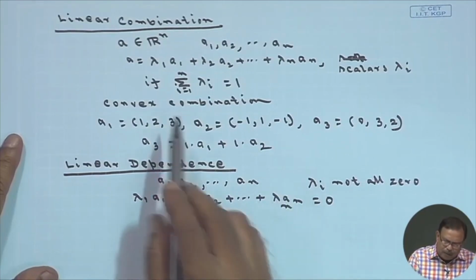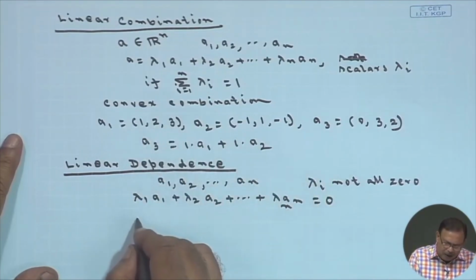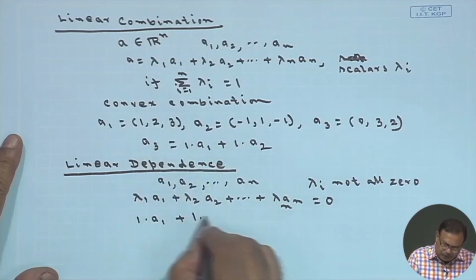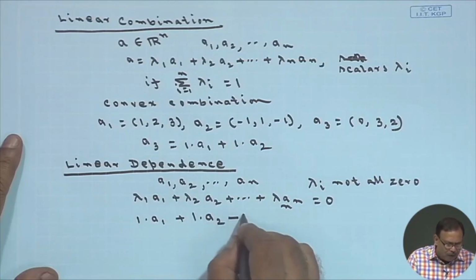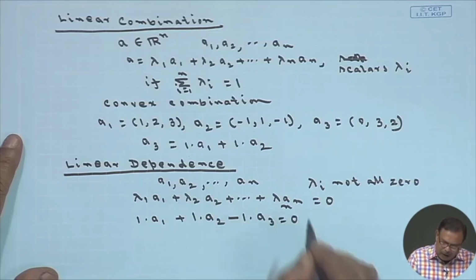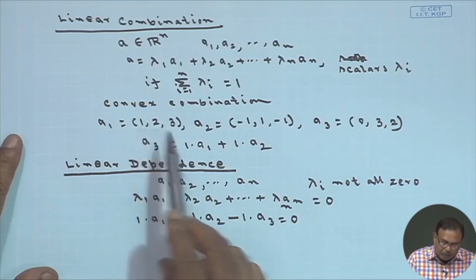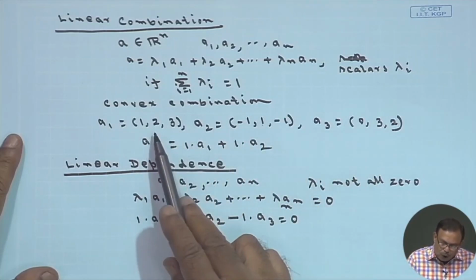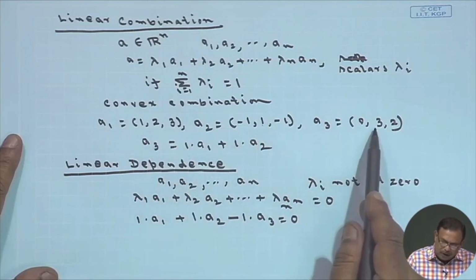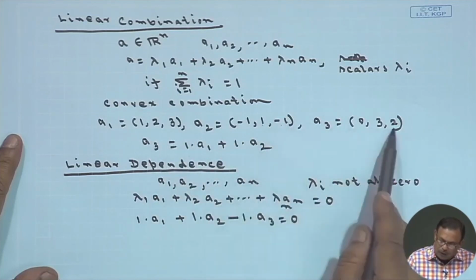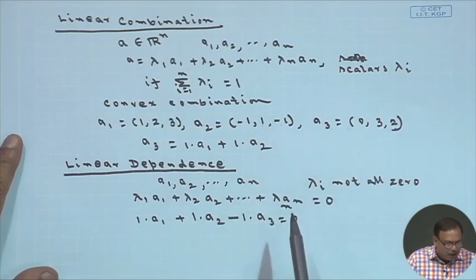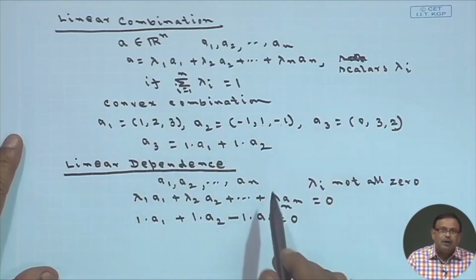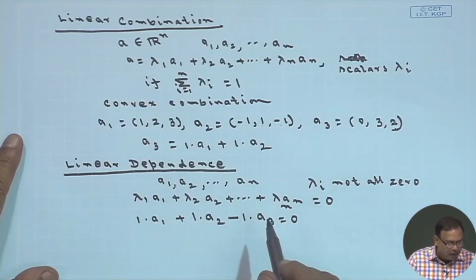In the earlier example, if you take 1 into A1 plus 1 into A2 minus 1 into A3, this equals 0. 1 into A1 plus A2: 2 plus 1 is 3, minus 3 is 0. Similarly, 3 minus 1 is 2, minus 2 is 0. So this is 0. Therefore, we can say that these vectors A1, A2, A3 are linearly dependent.